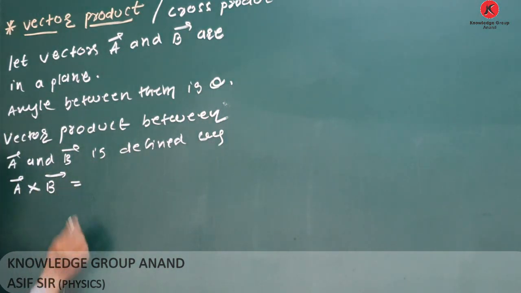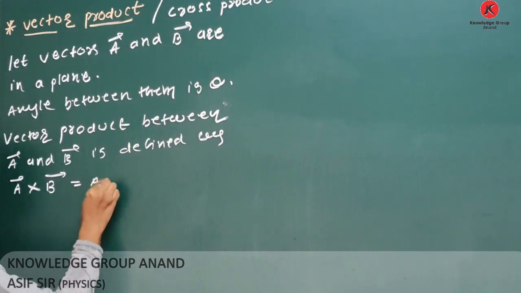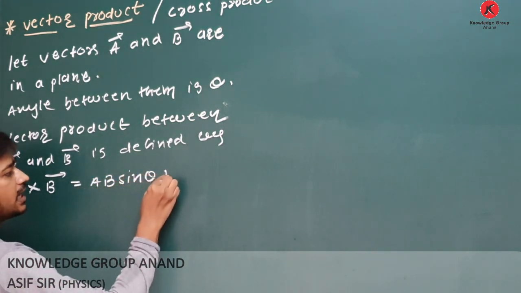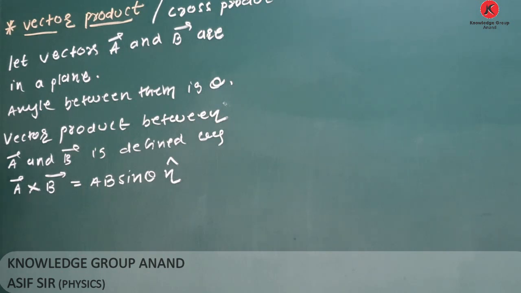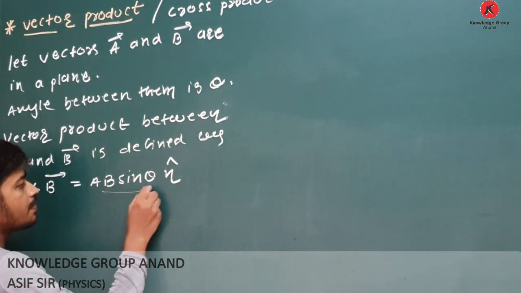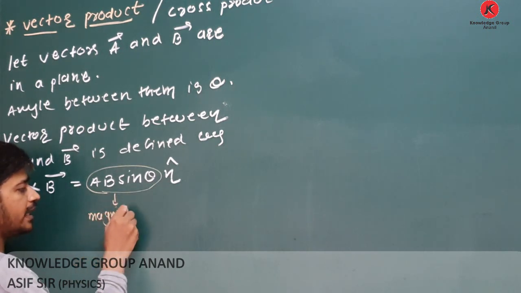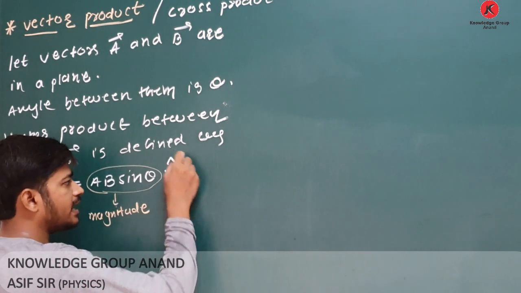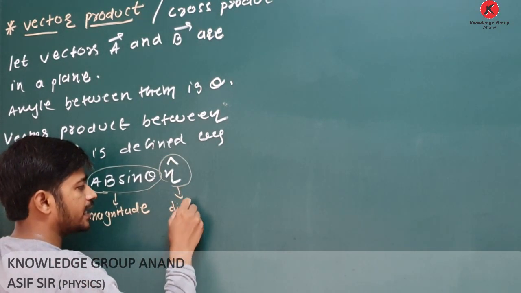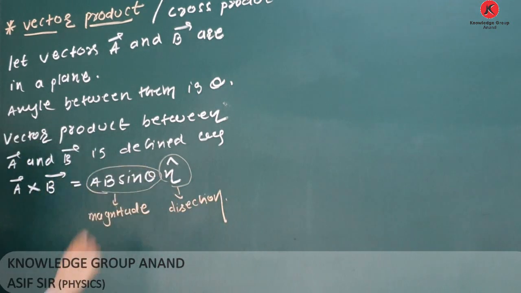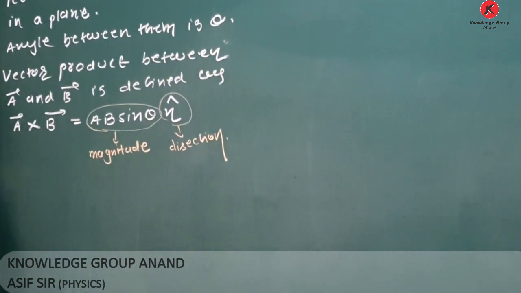Now what is its value? A cross B is equal to AB sine theta n caret. This term AB sine theta indicates its magnitude, and this unit vector n caret indicates its direction.